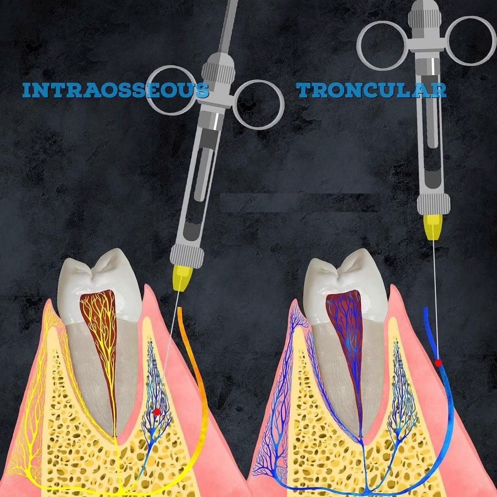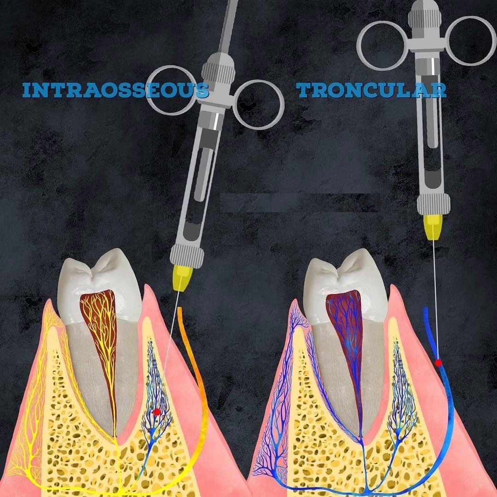The intraosseous technique involves injecting the anesthetic solution directly into the bone, typically the alveolar bone surrounding the tooth. It provides rapid and profound anesthesia, making it useful for procedures such as extractions or root canal treatments.